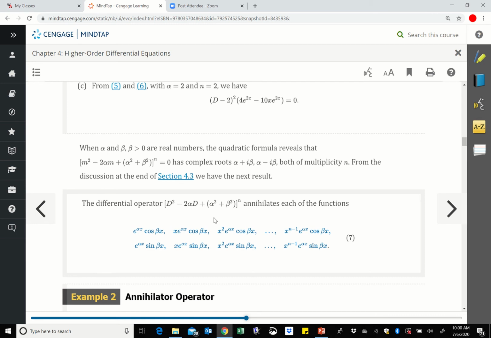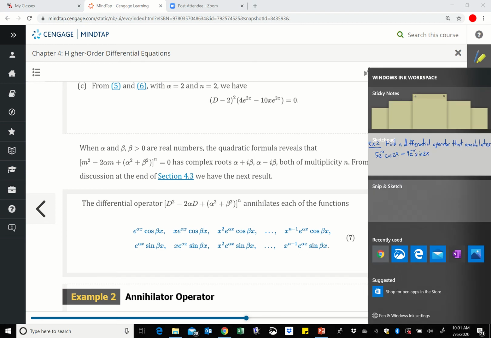To see where this is coming from, it goes back to what we described earlier in terms of solutions to the homogeneous equation. Let's look at the case of repeated roots. The roots of an auxiliary equation come in complex conjugate pairs, of the form alpha plus i beta and alpha minus i beta. If these are both of multiplicity n, then we can say the following thing.